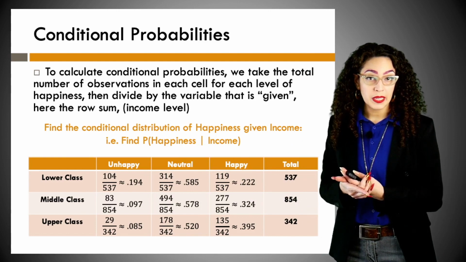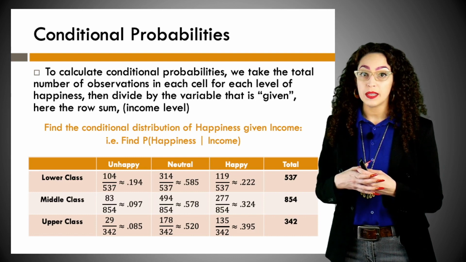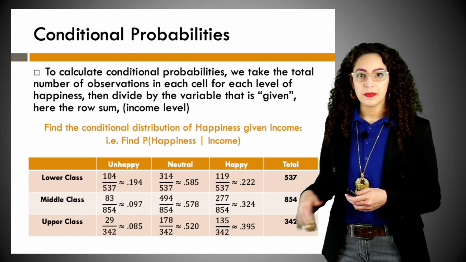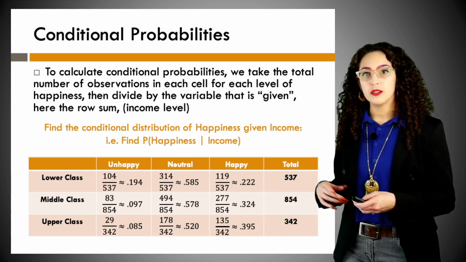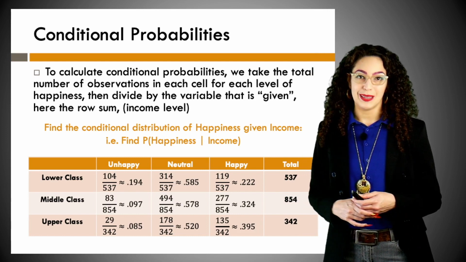And we can see from this that given that you are upper class, meaning that you are wealthy, there is a 40% chance-ish that you will be happy, 52% chance that you'll be neutral, and a less than 10% chance that you will be unhappy.